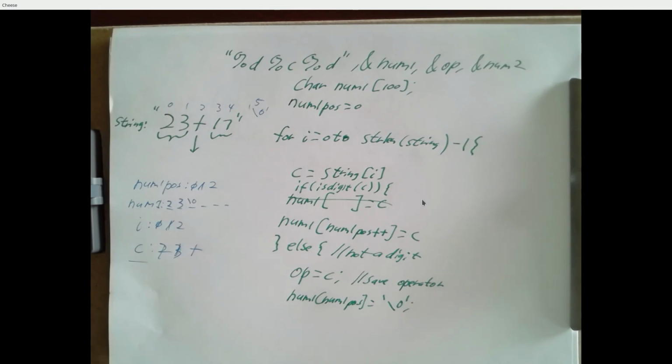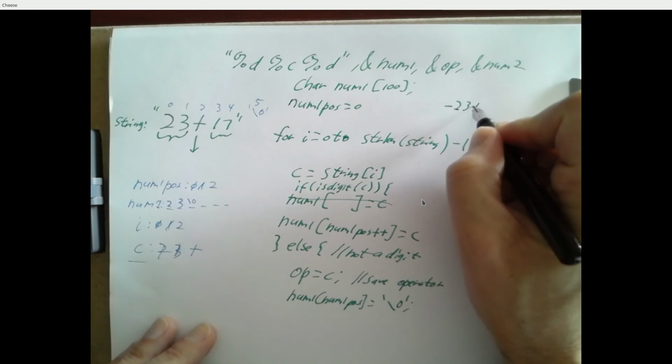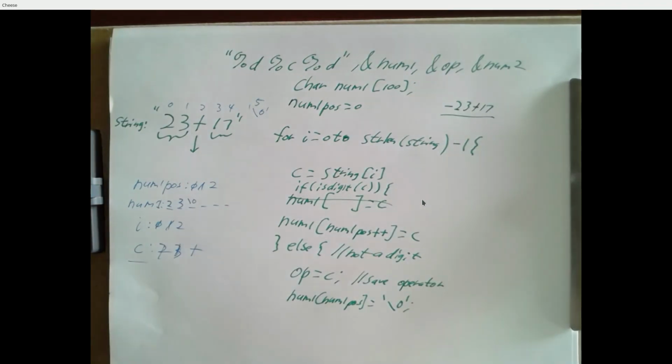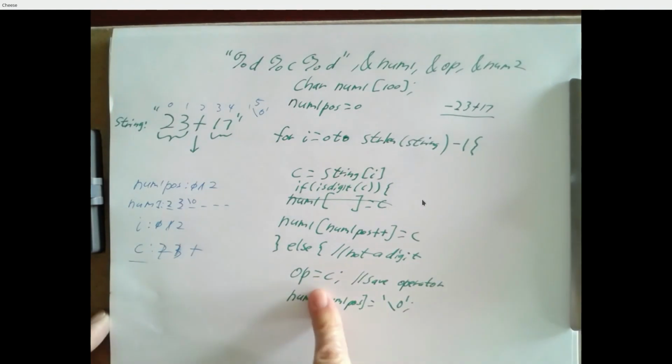But yeah, there's this additional issue that if our number was actually negative, this code won't work because the first time through, minus is not a digit. Our operator will be C, our num1 will be an empty string. So how do we handle something like that in general? This is the $64,000 question.